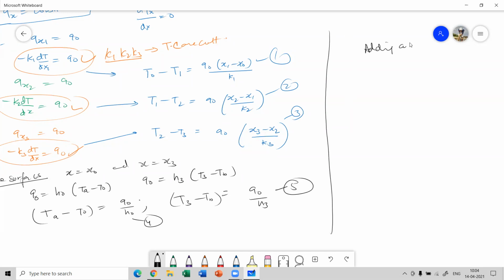So adding all the equations, that is 1 plus 2 plus 3 plus 4 plus 5. What we have is basically T1 gets cancelled with T1, T2 cancels with T2, T3 cancels with T3, and T naught cancels with T naught. So what we have is Ta minus Tb is equal to, so Q naught is common in all.